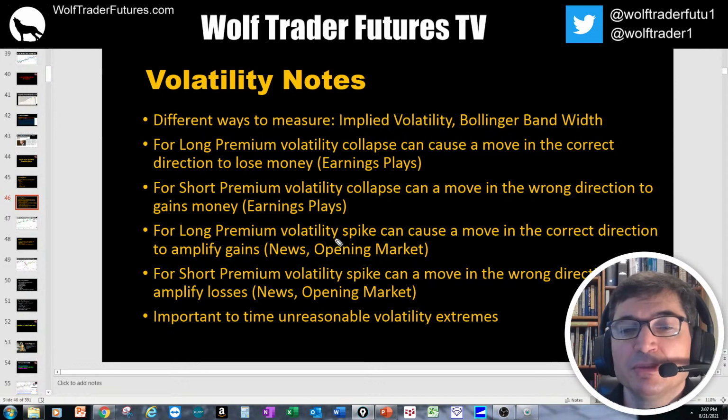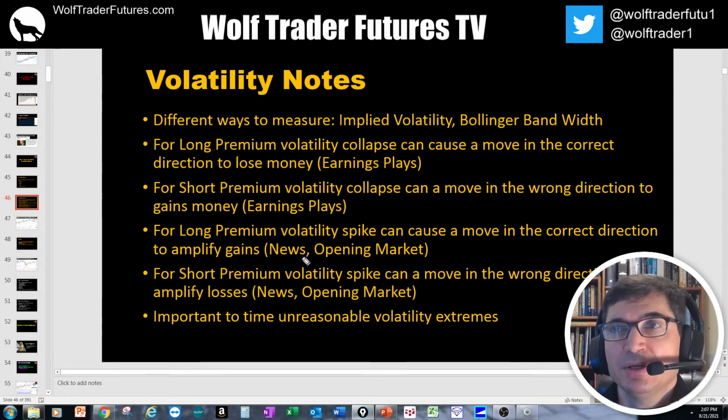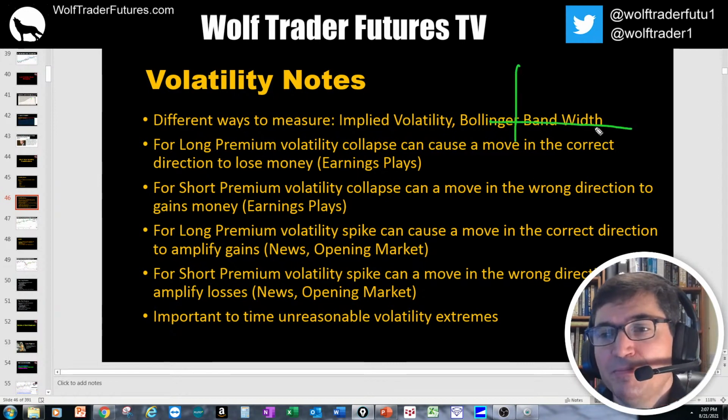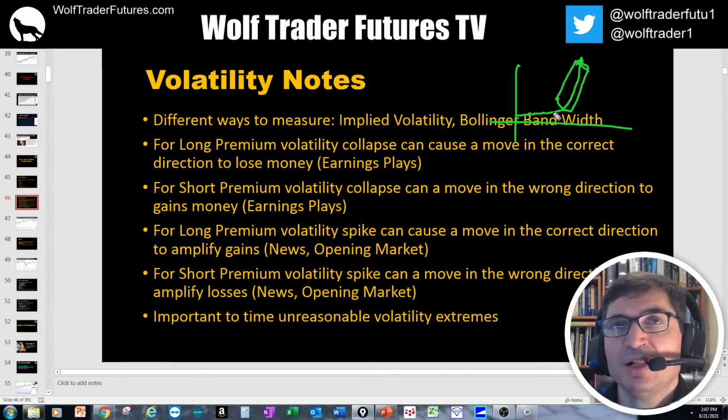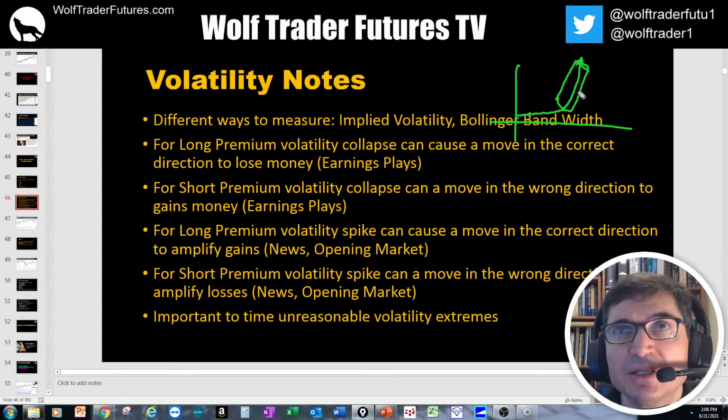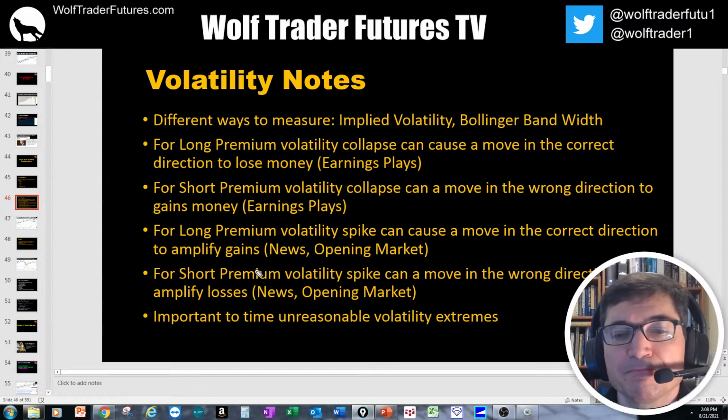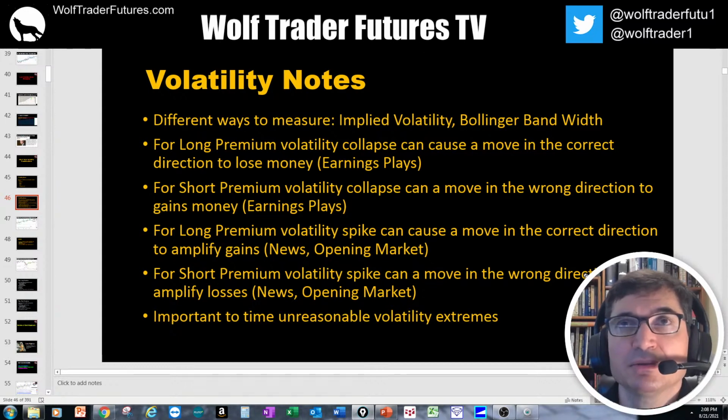If you're long premium, a volatility spike can cause a move in the correct direction to amplify gains. So if you're long on a position like this and it expands very quickly, then there's a region in there where the volatility increase can really amplify your gains. And if you're running out of time before the option expiration, that's probably the good time to bail if you don't have a lot of time left. For short premium, a volatility spike can amplify losses.